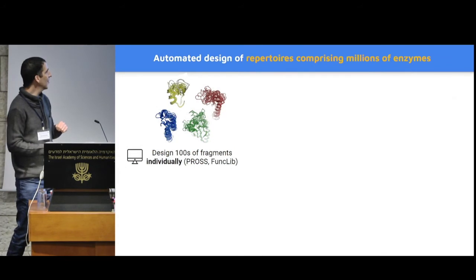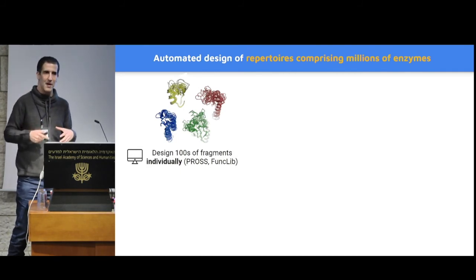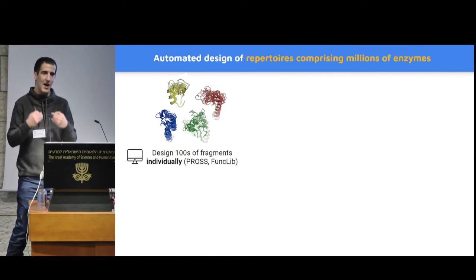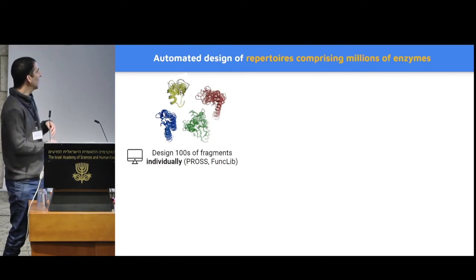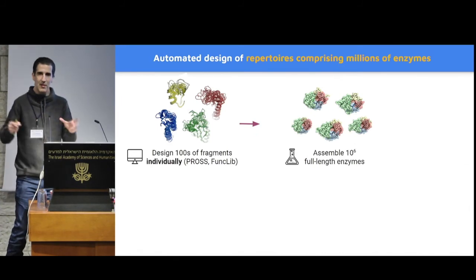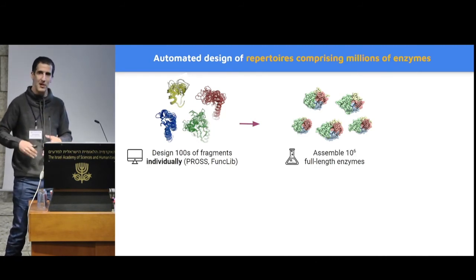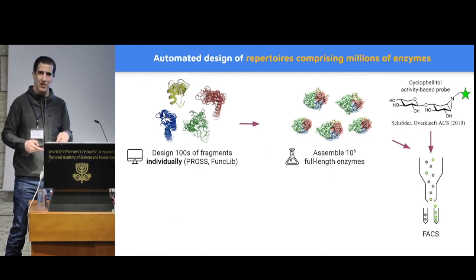So how do we do this in practice? We start with a computational step, very similar to the previous section. We align xylanases again, members of the same family. We segment them, and we use PROSS and FuncLib both to stabilize each segment on its own and also to diversify the active site pocket in order to generate more functional diversity. Now we move to the test tube, and we synthesize a few hundred different DNA fragments for each of these fragments that we designed here. We then assemble them in the test tube to generate 1 million different xylanases, and we transform yeast for yeast cell surface display. How do we functionally screen so many enzymes?